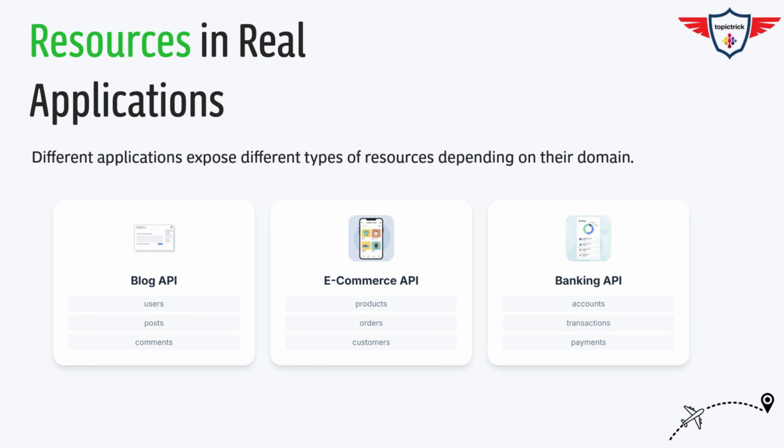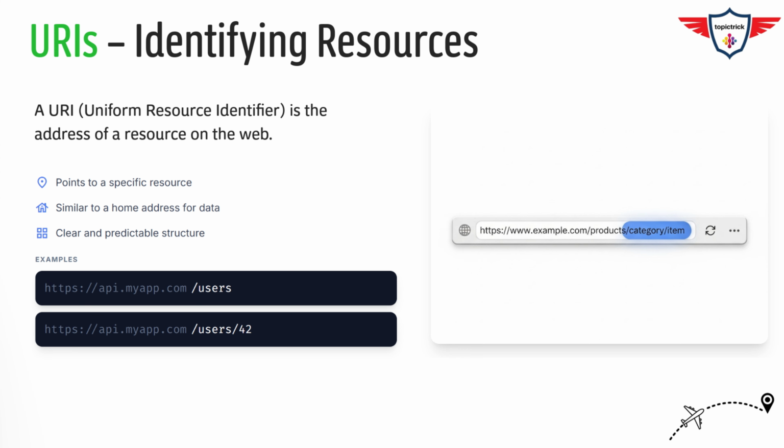To access a resource, we use something called a URI, which stands for Uniform Resource Identifier. A URI is basically the address of a resource on the web. You can think of it like a home address, but for data. For example, /users might represent the collection of all users, while /users/42 might represent a single user with an ID of 42.